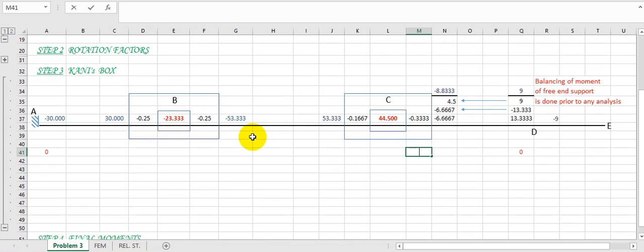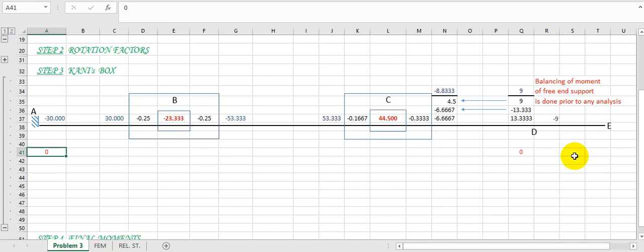Now we are ready for our iteration process. I recommend that you check my problem 1 as well, because in that problem I have explained Kani's box with a sort of animation, for you to better understand. So I recommend that you watch that video as well. Alright, so we'll start with our first iteration process.